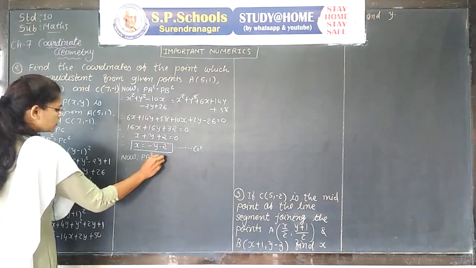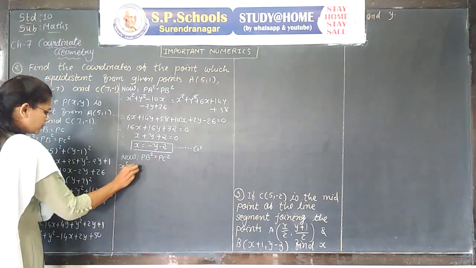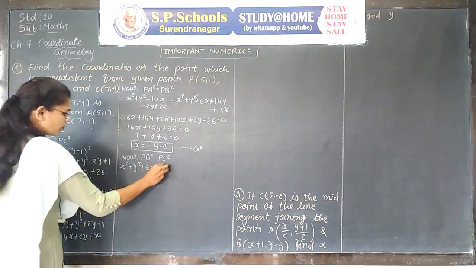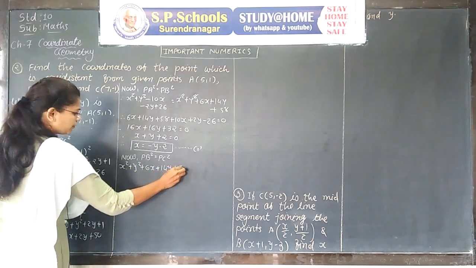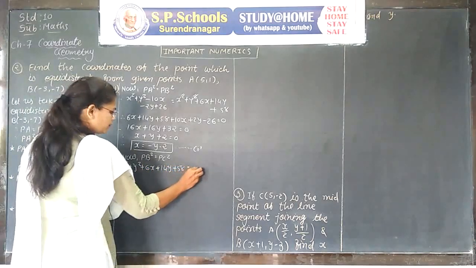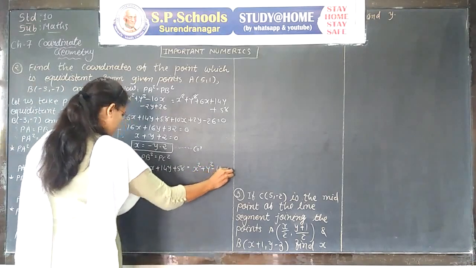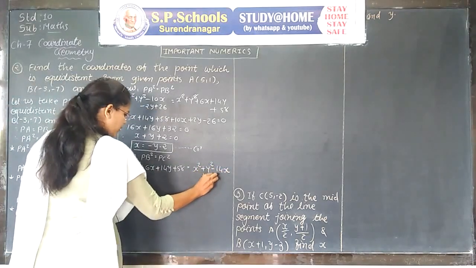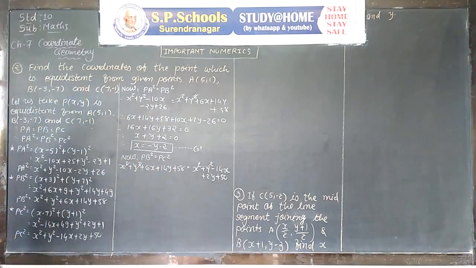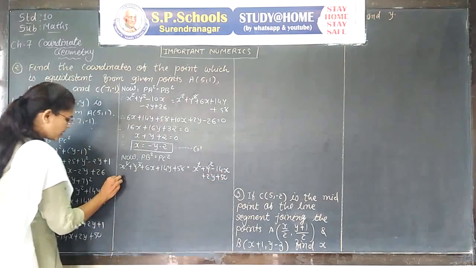PB square is equal to PC square. x square plus y square plus 6x plus 14y plus 58 is equal to PC square. PC square is x square plus y square minus 14x plus 2y plus 50. Now x square and y square cancel from both sides. Now we shift the right-hand side terms to the left-hand side.